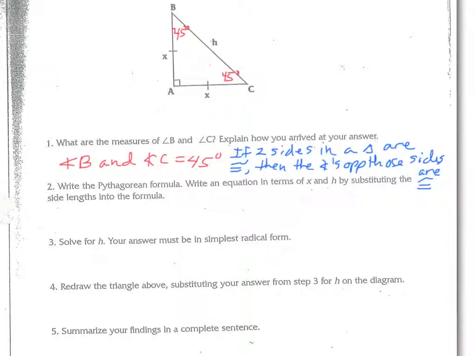You can say it's an isosceles right triangle, but we are using the isosceles triangle theorem. That's our explanation. But I don't want you just saying because it's an isosceles triangle, because that doesn't explain. Does that make sense?